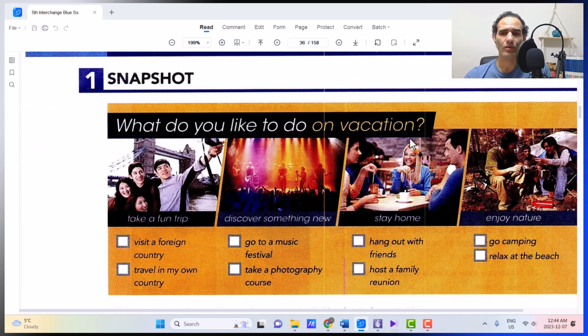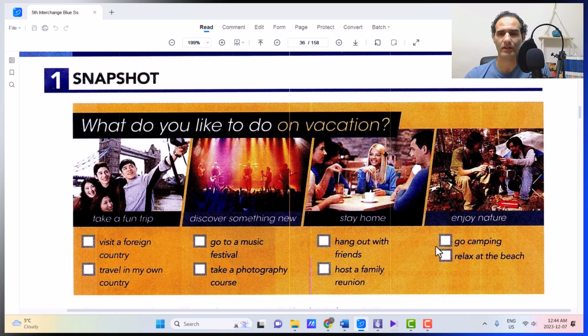What do you like to do on vacation? So vacation is the time that you're away from work. Vacation is your time that you spend usually for going out, doing something, or having fun. Here, four options for vacation. Take a fun trip, discover something new, stay home, or enjoy nature. These are the common things people usually like to do on their vacation.